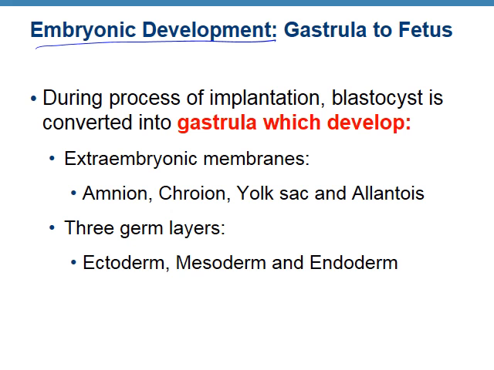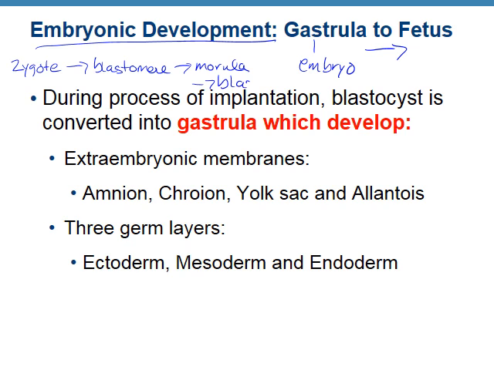Now we're moving on through embryonic development from gastrula to fetus. So gastrula, we're still talking about embryo, right? We're moving from embryo to fetus. Just back up for a second and make sure that you understand all these terms. So zygote was the fertilized egg. Then we moved into a blastomere. Then we moved into a morula. Then we moved into a blastocyst.